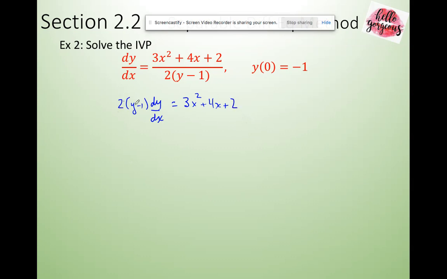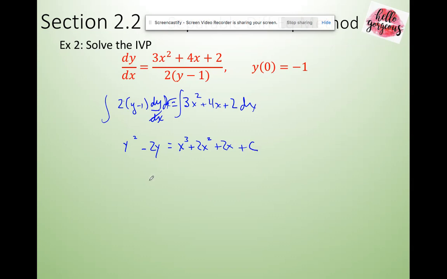Right, so what do I have here? This is just 2y minus 2, so I'm going to integrate both sides with respect to x. So 2y is y squared over 2, cancel the 2's, minus 2y, because that's minus 2, integrating is 2y. Have a constant here is equal to x cubed plus 2x squared plus 2x plus my constant.